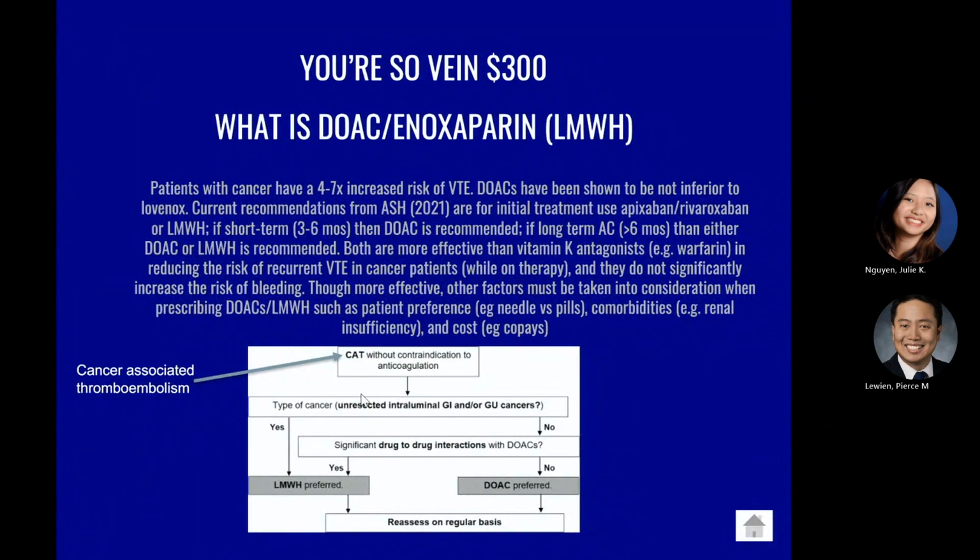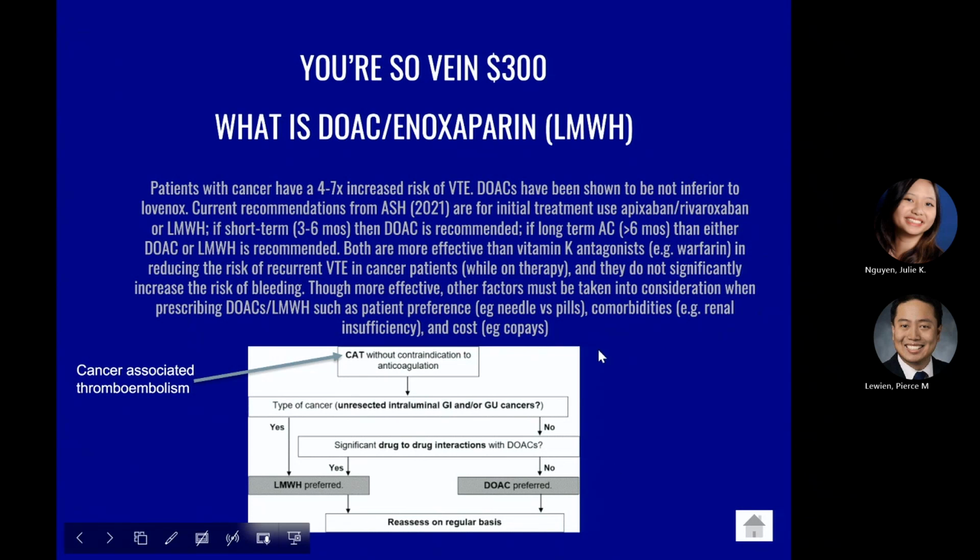So I think this is a chart that Kaylin had added. It's basically cancer-associated thromboembolism without any contraindication to anticoagulation, depends on the type of cancer. So if it's an unresected intraluminal GI or GU cancer, then Lovenox is preferred. If there is any other type of cancer, then you just basically look at drug interactions between DOAC or a Lovenox. If there is, then do Lovenox. If there is no drug interaction with the DOAC, then you can do DOAC.